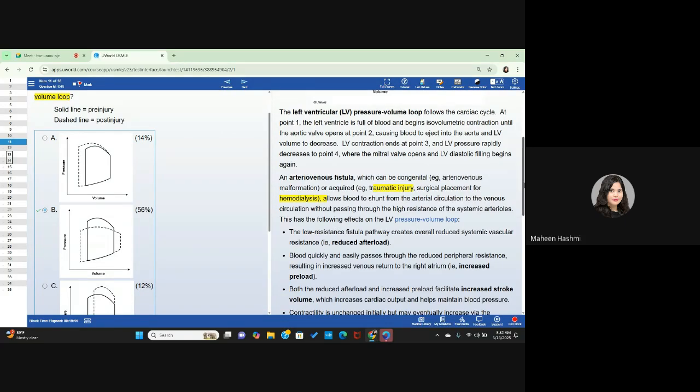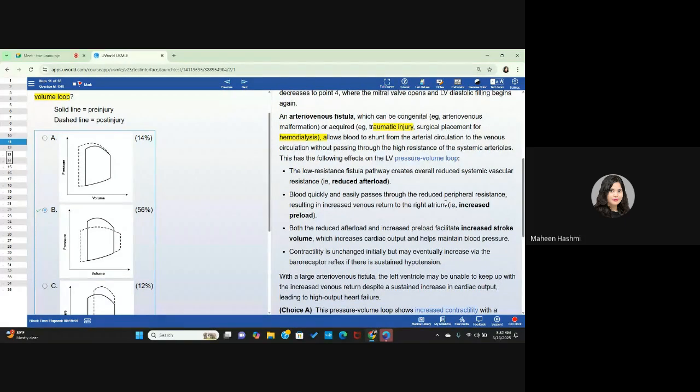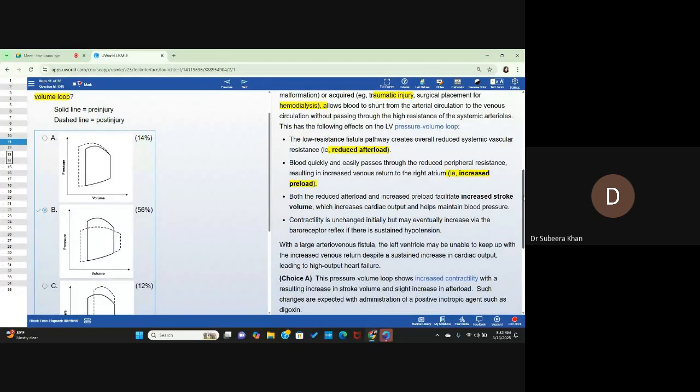So what's going to happen is that there's going to be an increased preload. And that is why there's a decrease in the afterload. Now, why is there a decrease in the afterload? Can anybody tell me that? Because there's less resistance because of the fistula, all the blood is going from arteries to the veins, so less resistance and less afterload. There are no capillaries in between. Yeah, I wanted to hear the capillary version.